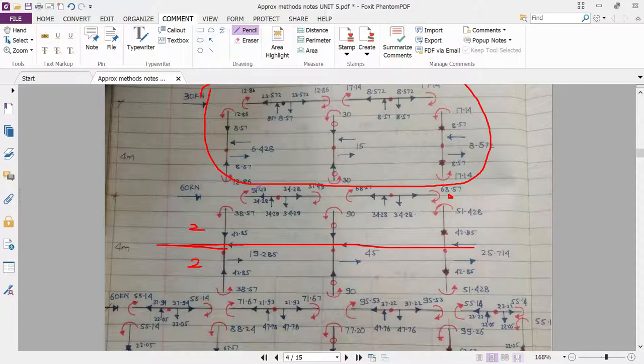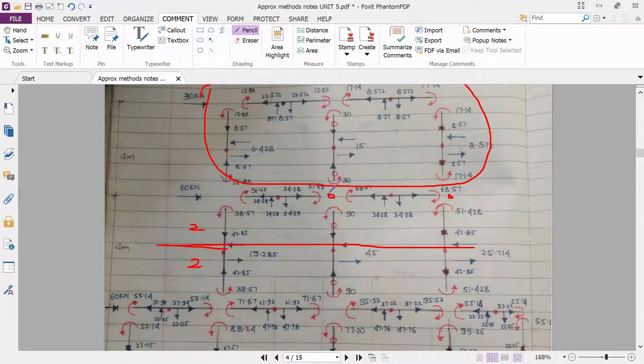Now after getting this 68.57 here, transfer this 68.57 here also in the same sign convention. Similarly 51.43 is here. Now you have to transfer the same moment here also. So now 51.43 plus 68.57 plus, you have to club this, then subtract 90 here and subtract 30. So the answer will ultimately be 0.